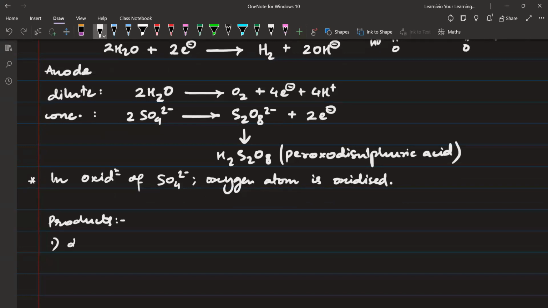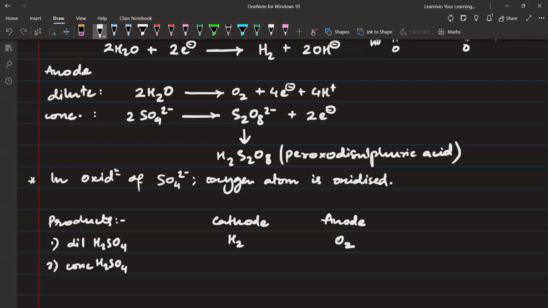So you can write the products. Number one, if you have dilute H2SO4, then in the cathode you will get H2 and in the anode you will get O2. But if you have concentrated H2SO4, you will get H2 in the cathode and you will get peroxodisulfate or peroxodisulfuric acid.